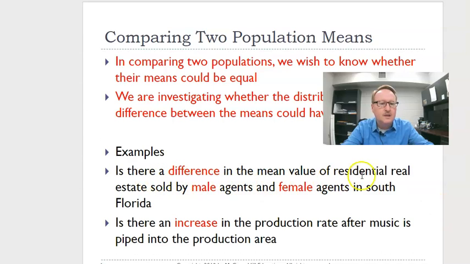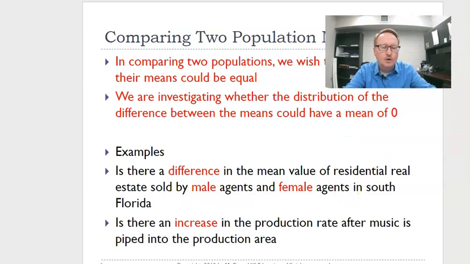Is there a difference in the mean value of residential real estate sold by male agents and female agents? These are good questions to give you an idea what you should be studying. Not necessarily you have to study real estate or male and female, but the way this is laid out, you have 2 groups, males and females, and you have 1 variable, the value of real estate. So that's what you need to focus on. Don't try to put in more variables than you need. 2 groups, 1 variable. Okay.